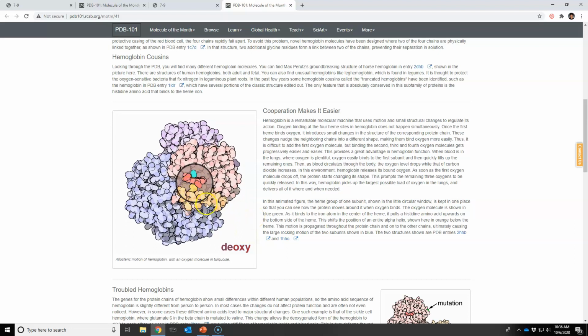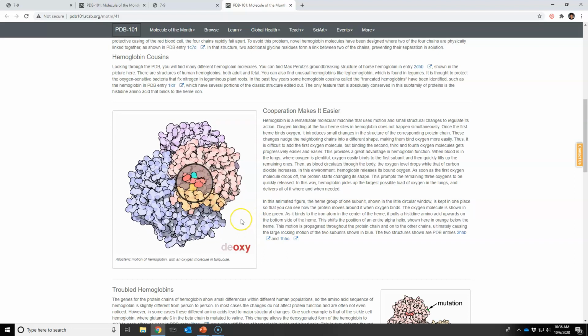So if the histidine is farther away, then the iron is pulled out of the plane of the ring. And that's actually not shown here, but in that case, the oxygen can't bind. But when the F helix moves so that the histidine is much closer, then the porphyrin ring is in its planar configuration and the oxygen can bind.